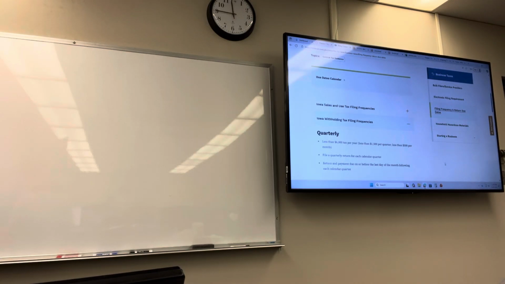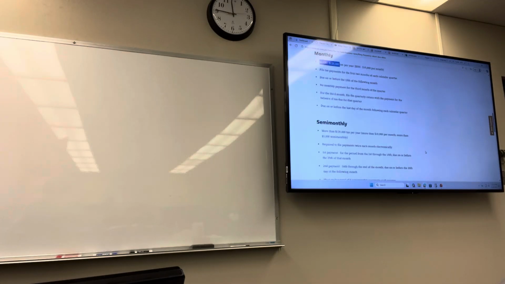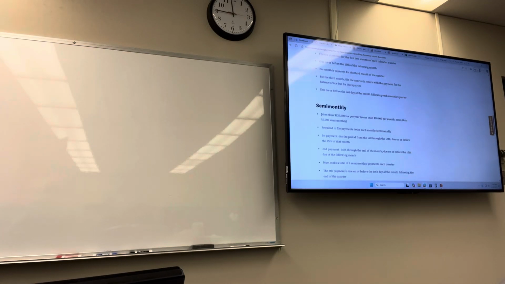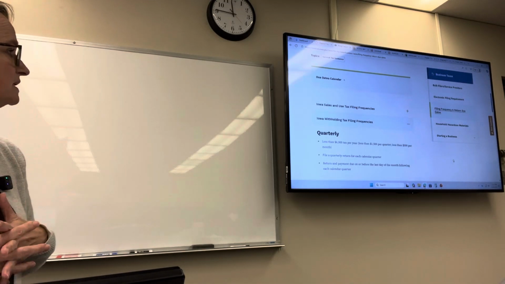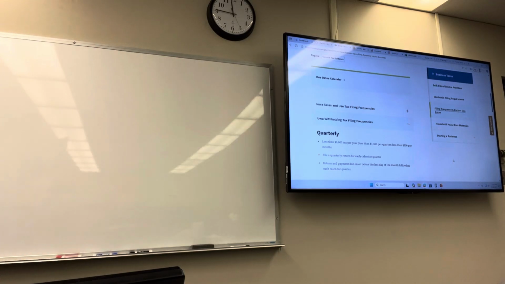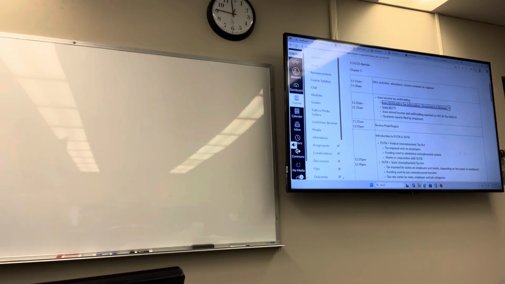So filing frequency. Here you can pay quarterly if you owe less than $6,000 per tax year. You have to pay monthly if it's between $6,000 and $120,000. This is the amount of Iowa state withholding that is due semi-monthly if you owe more than $120,000 in a tax year. So your payment frequency and your filing frequency depend upon how much you owe in those state taxes.